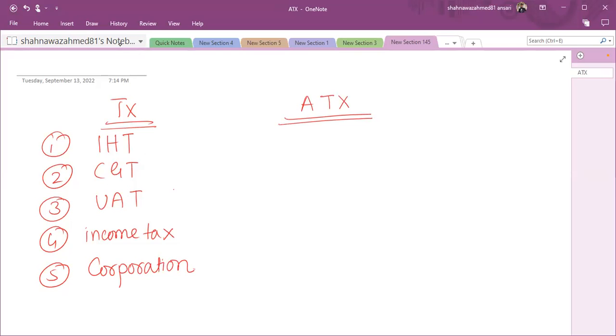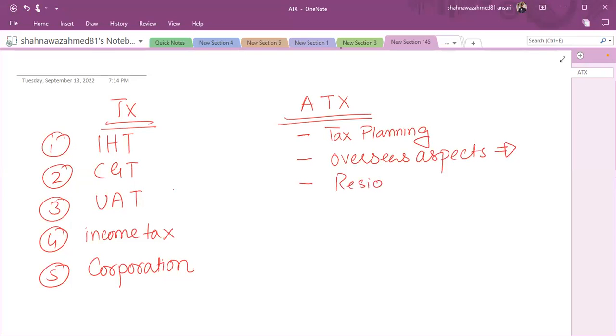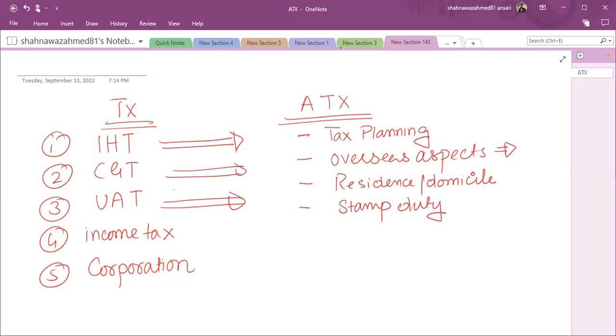But now there are wider areas that need to be covered in all these five areas, and some additional topics like tax planning. The focus will be on tax planning, tax advice, more reliefs, and overseas aspects. In each topic, the examiner will ask about the overseas aspects, as well as the issue of residence and domicile status of an individual. Some new elements, like stamp duty tax, were not covered previously. So in each topic, there is some advancement. If someone has knowledge of value-added tax from the previous syllabus, a few new topics must be learned in order to pass this paper, as well as the previous knowledge.